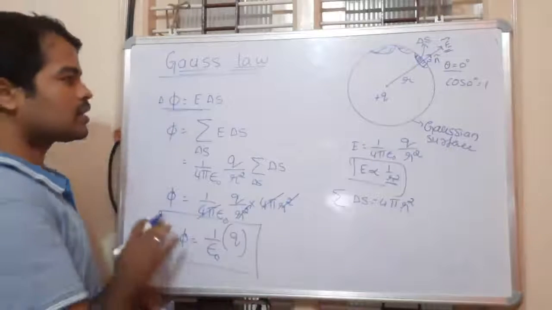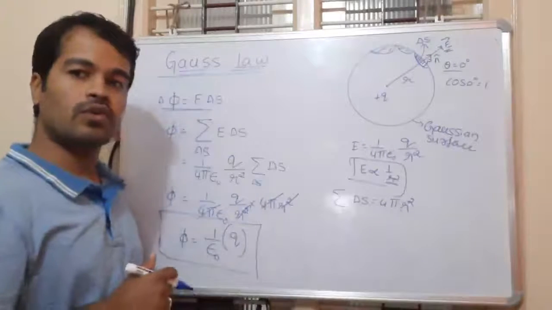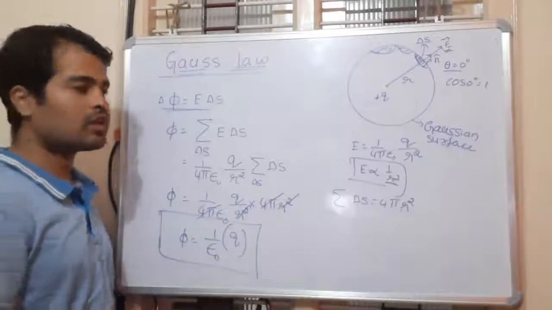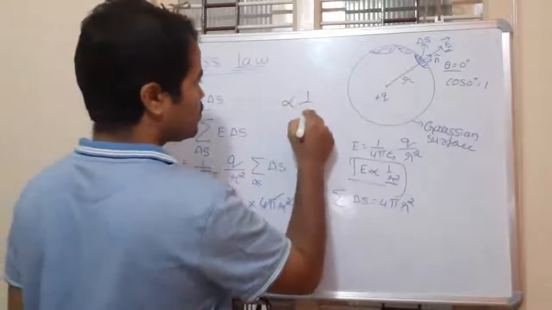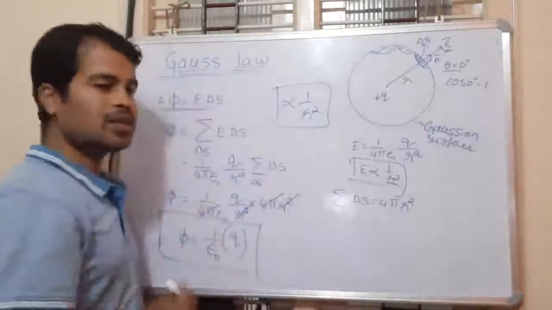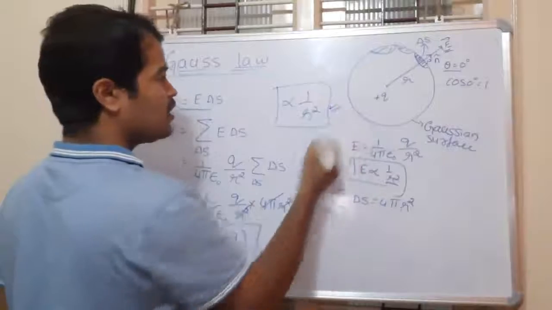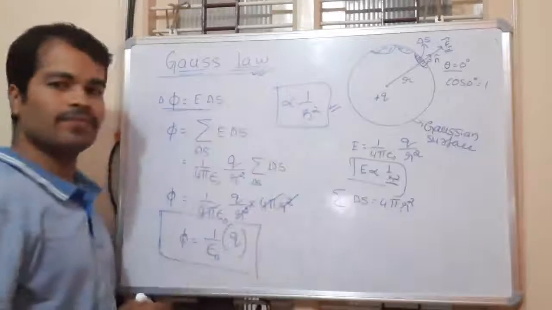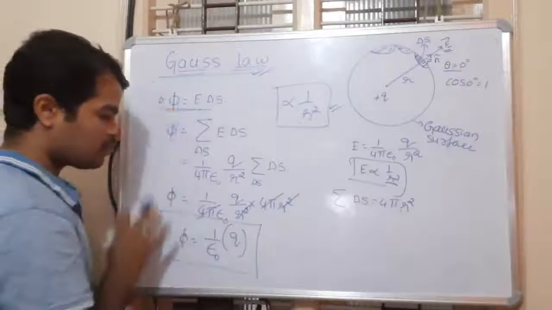And again, this Gauss law is according to Coulomb's law. Coulomb's law is according to the inverse square law. What is the inverse square law? Anything proportional to 1 by r square. This is what we call the inverse square law. So any violation in the inverse square law will lead us to a violation in Gauss law directly. Okay, this is Gauss law and the proof of Gauss law.